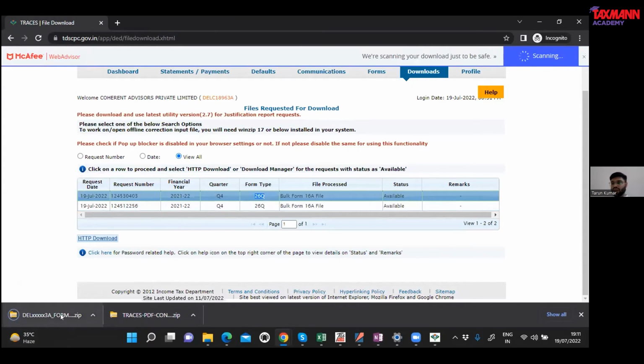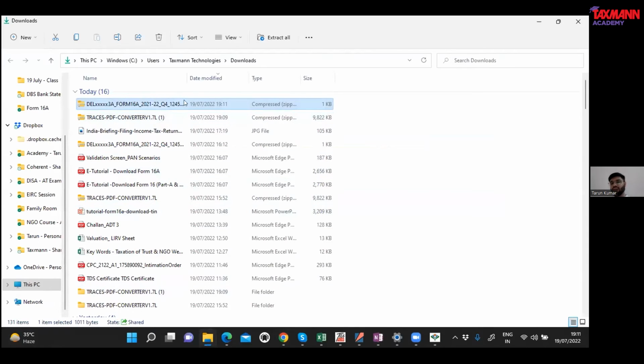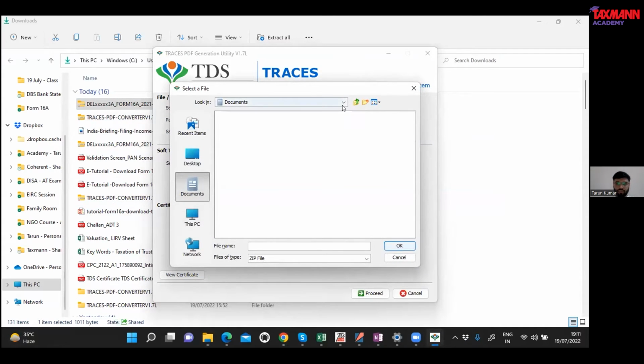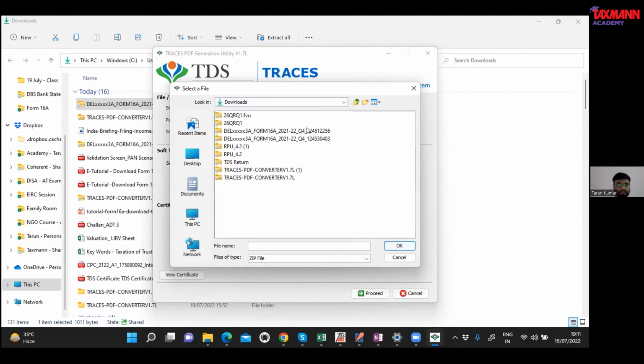Here all those certificates are now downloaded in a zip file. Now I need to go to the utility to extract the files from the zip file. This utility will extract those certificates. I'll browse and select the path. This utility will be in our system, right? Yes, you need to download it from the portal and extract the utility. Then you select the path of the file downloaded for Form 16A, which is in my downloads section.